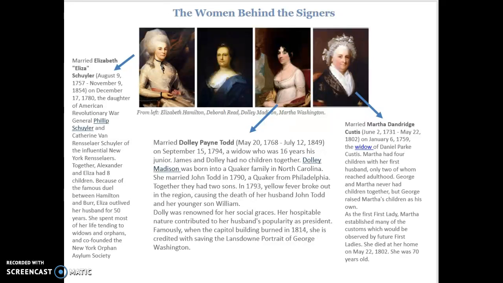And so you guys can see who she was and what she did. Probably the most famous, yes, Martha Washington there. But of course there's Dolly Madison.